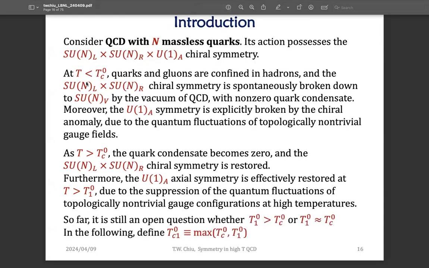So far it's still an open question whether T10 is bigger than Tc0, or they are more or less the same. So in the following, I just define Tc10 as the maximum of Tc0 and T10, so that SU(2) x SU(2) x U(1) or SU(N) x U(1) are restored at Tc10. The same notation I also use for massive quarks.